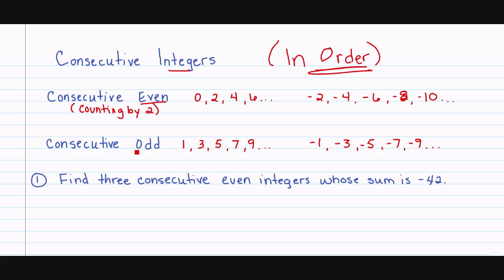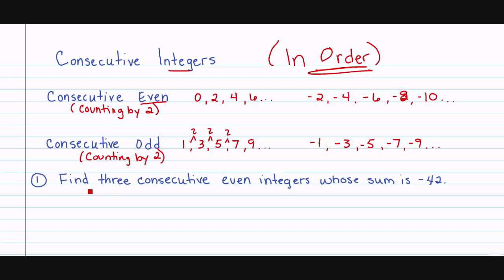Once again, when dealing with consecutive odd numbers, I'm counting my odd numbers, and I'm increasing or decreasing. Well, the difference between 1 and 3 is 2. 3 and 5 is 2. 5 and 7 is 2. I'm counting by 2's. That's the pattern.